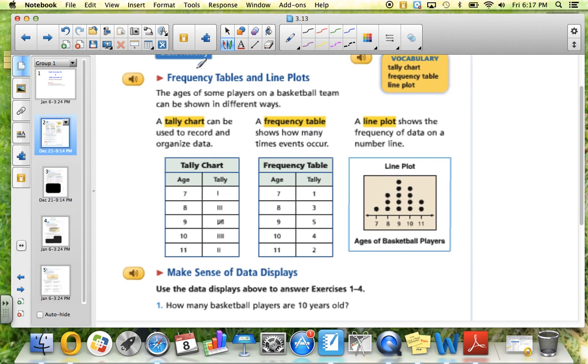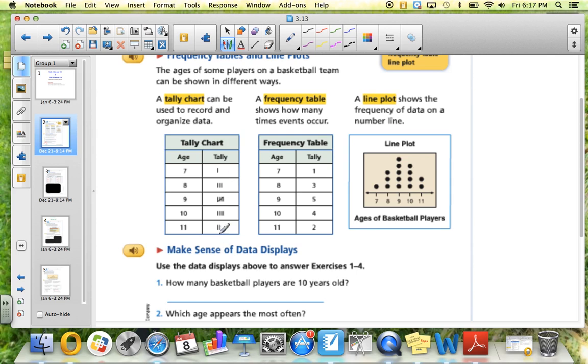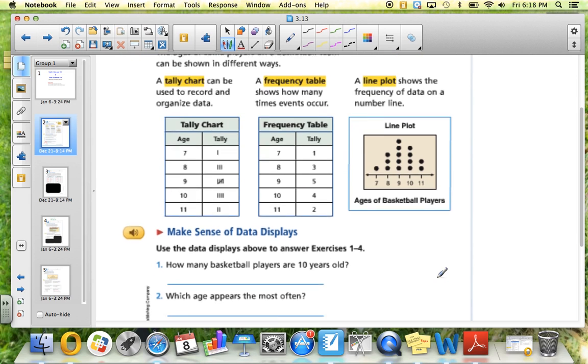So, this is talking about frequency tables and line plots. It says the ages of some players on a basketball team can be shown in different ways. So this first one is a tally chart. It can be used to record and organize data, and they just tally each time there's a player that has an age. A frequency table shows how many times events occur. So they count the number of tallies and then write it in numbers. And then a line plot shows the frequency of data on a number line. So the ages are down here, and then each dot represents the age of one basketball player. Okay, so let's go down here and get started.